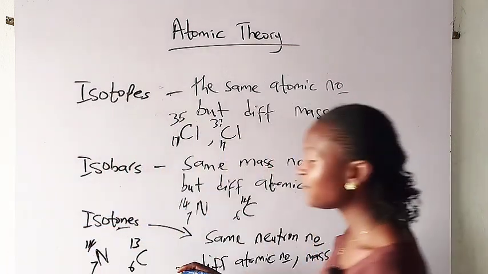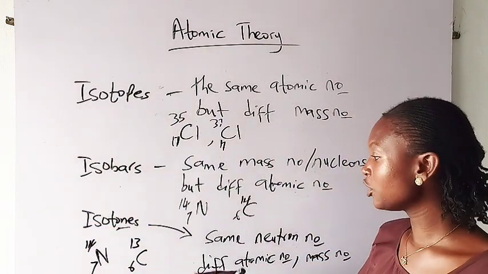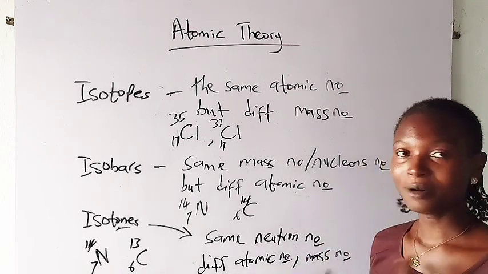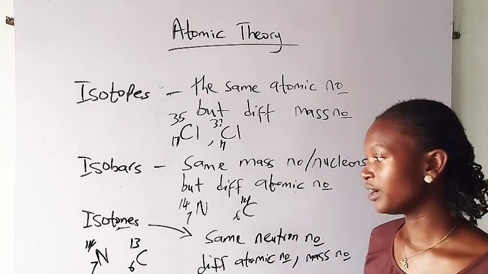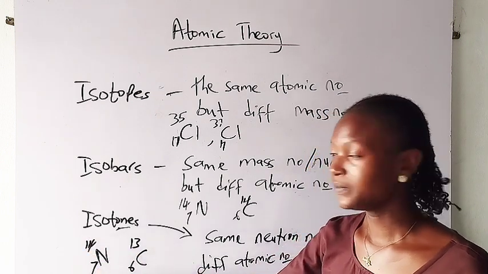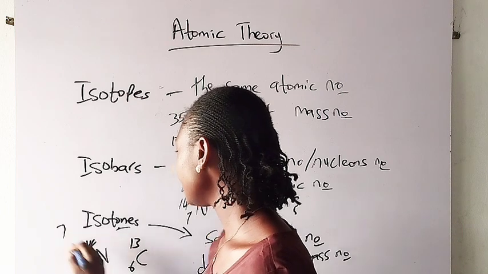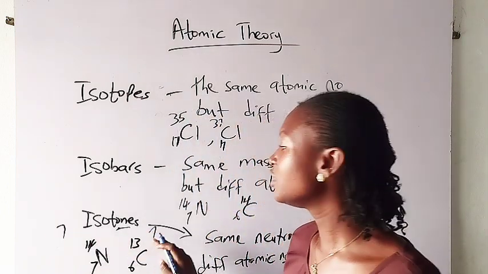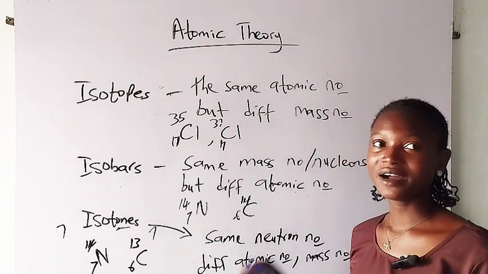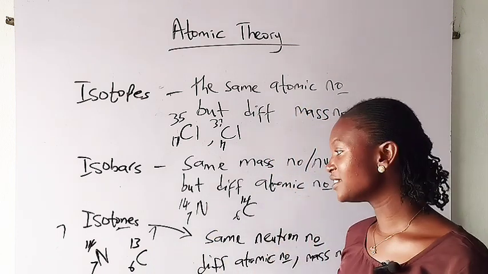You can say they have different mass number, right? And they also have different atomic number. But by the time you calculate the number of neutrons, you will notice that they have the same neutron number. 14 minus 7, that is 7, right? 13 minus 6, 13 minus 6 is also giving us 7. So they have the same neutron number, but different atomic number and different mass number.